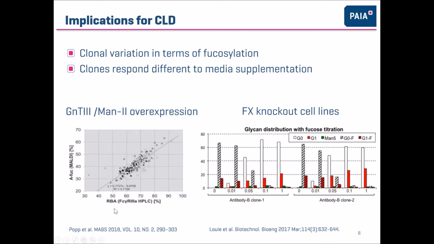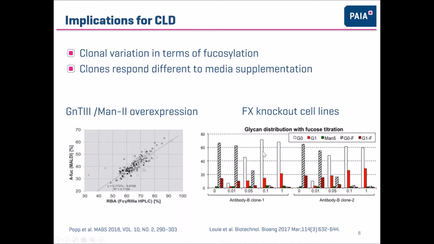And as a kind of by-note here, you see how nicely that correlates with the affinity towards the Fc gamma receptor in an HPLC setting. So quite some clonal variation there. And on the right-hand side, you see an approach from Genentech, where they knocked out the FX gene, that different kinds of clones respond differently to fucose supplementation in the media.